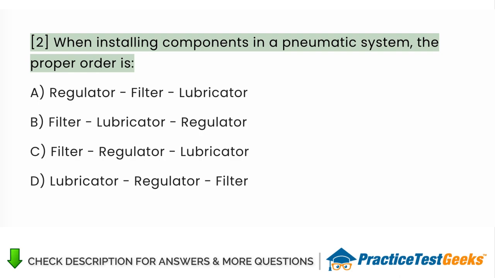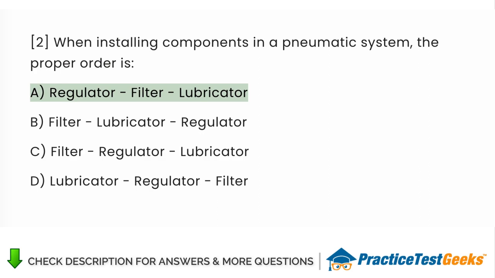When installing components in a pneumatic system, the proper order is: A. Regulator, filter, lubricator. B. Filter, lubricator, regulator. C. Filter, regulator, lubricator. D. Lubricator, regulator, filter.